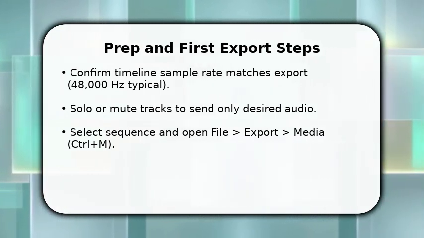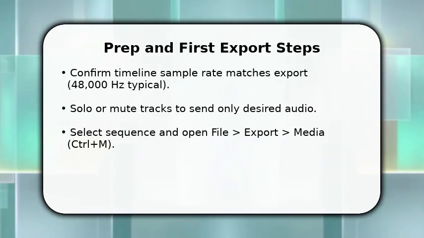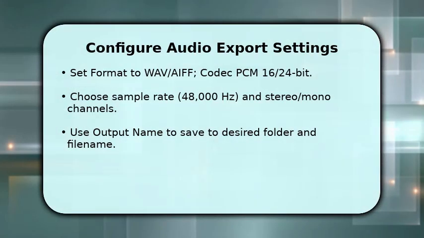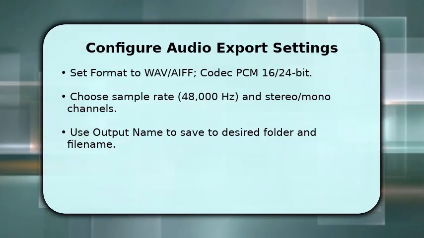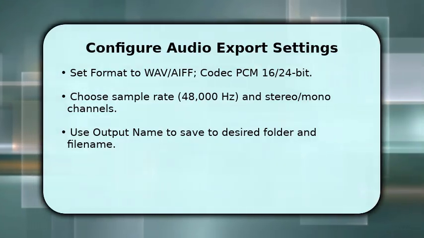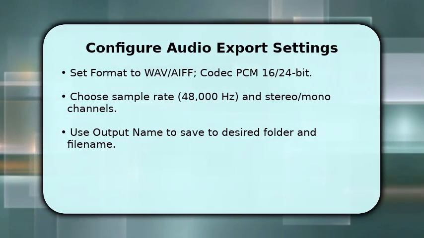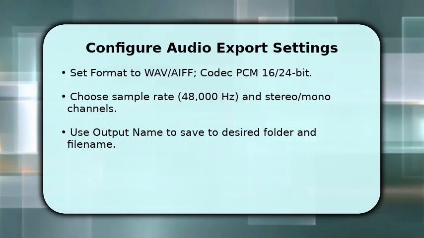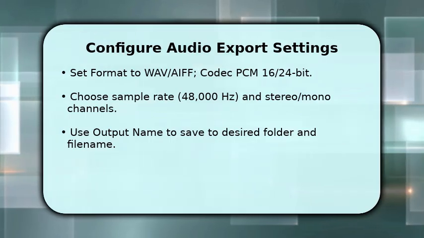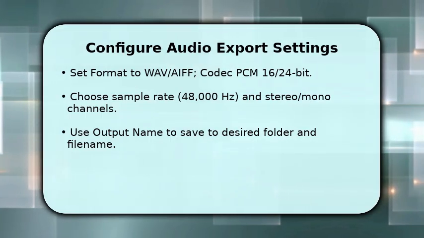Now you configure audio specifics so the file meets delivery requirements. Pick WAV or AIF and set codec to PCM at 16 or 24-bit depending on the project. 24-bit preserves headroom. Make sure sample rate matches your sequence, usually 48000 Hz, and choose stereo or mono outputs as needed.